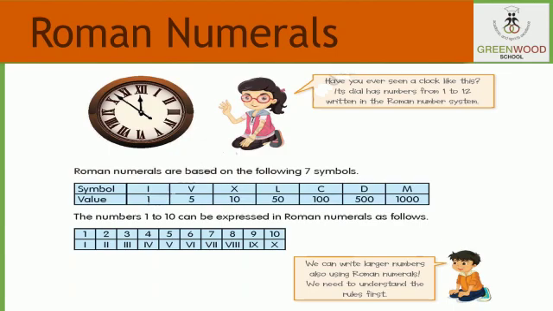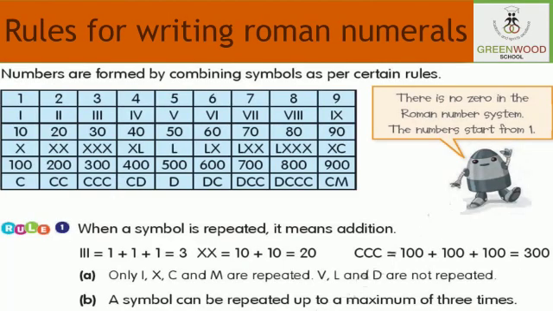We can write larger numbers also using Roman numerals. For that, we need to understand the rules first. Now, let's see the rules for writing Roman numerals. Numbers are formed by combining symbols as per certain rules. There is no 0 in the Roman number system.